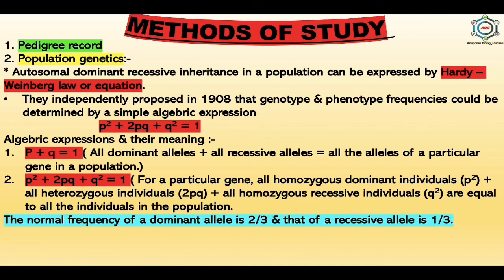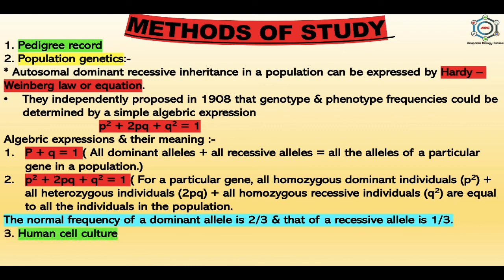The normal frequency of a dominant allele is 2 by 3 and that of a recessive allele is 1 by 3. So, this equation is analogous to the monohybrid cross, that is capital B small b into capital B small b, which yields homozygotes and the heterozygotes, that is capital B capital B plus 2 capital B small b plus small b small b. It represents the p square plus 2pq plus q square equal to 1.